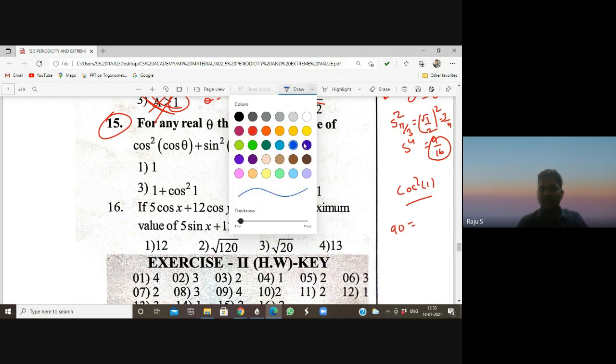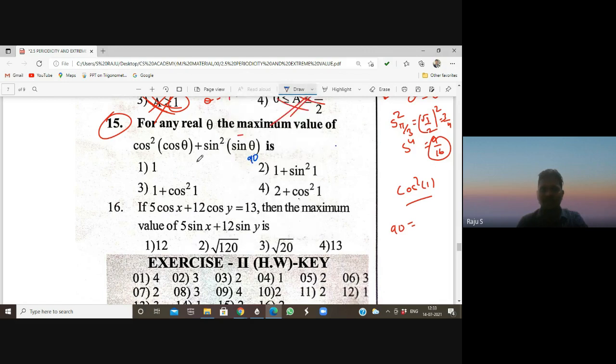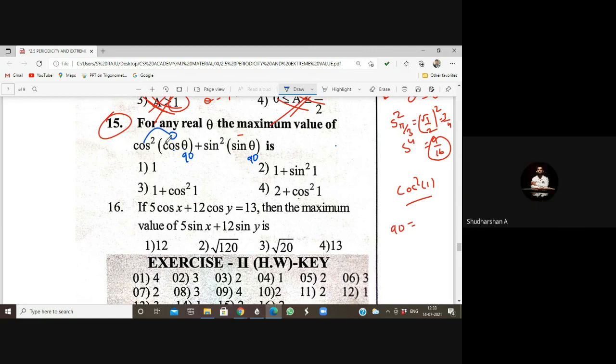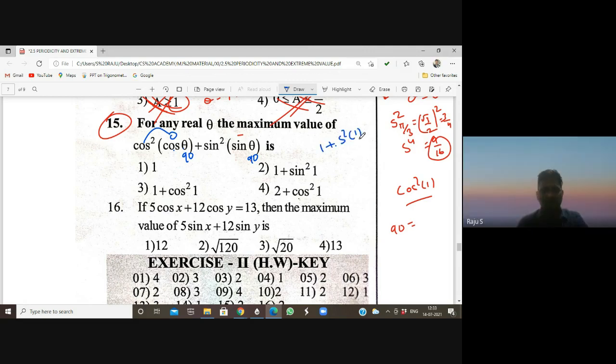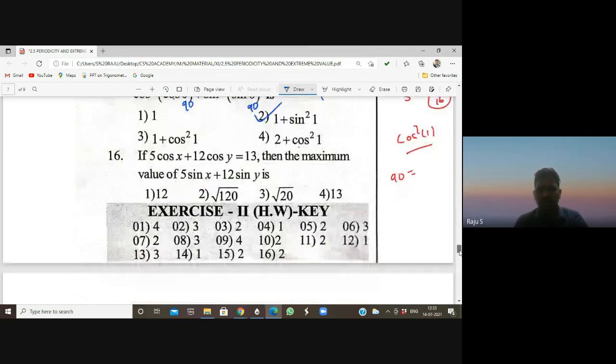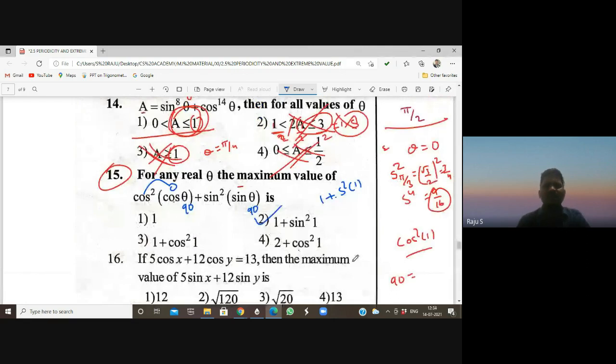Friends, carefully you can do that. When theta is equal to 90, okay, what is cos 90? 0, sir. What is cos 0? Cos square 0 is 1, plus sine square 1. 1 plus something. Got it? So what is the answer? Second option. Even you can look at that second option. This is the option verification.